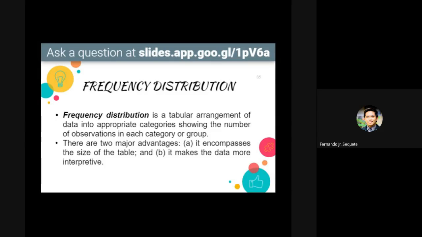Letter B, it makes the data more interpretive. Why? Because naka-cluster mo siya lahat. Meron kang different categories, you have number of observations, everything na gusto mong makita when it comes to interpretations, you can actually use the frequency distribution table. No, yung sa statistics ang tinatawag nila dito is FDT. FDT, frequency distribution table.